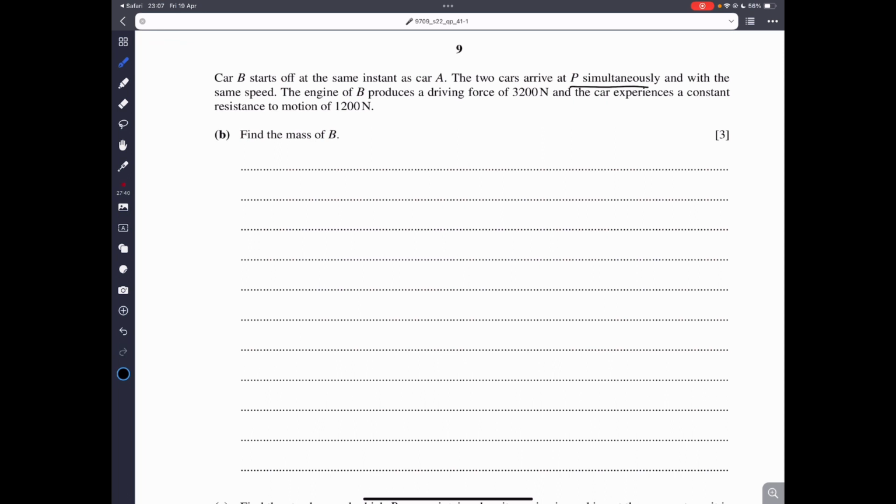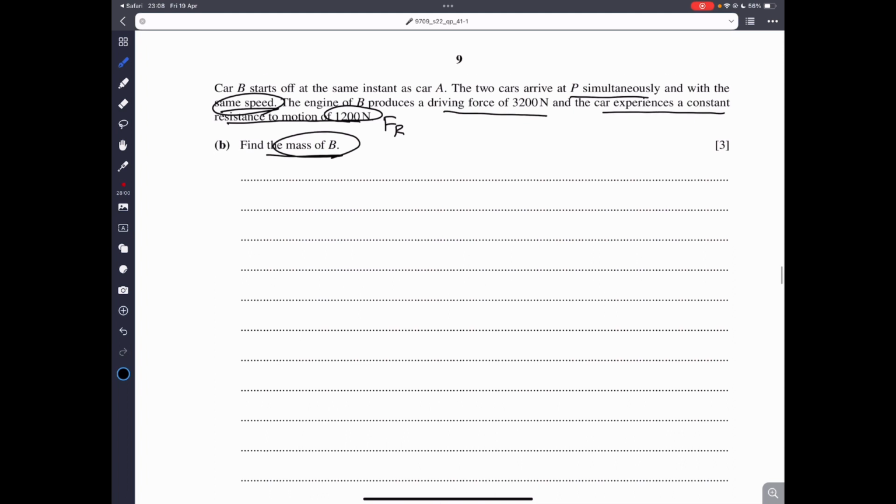P simultaneously with the same speed. The engine of B produced a driving force of 3,200 newtons. The car experienced a constant resistance to motion of 1,200 newtons. So we are given now the frictional force, right? So we have to find the mass of B.